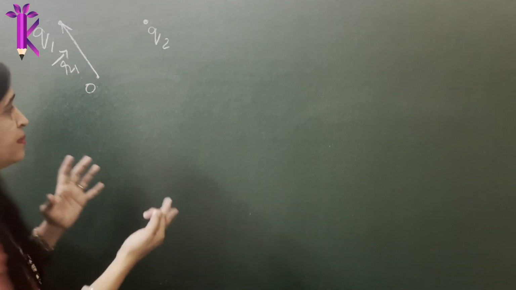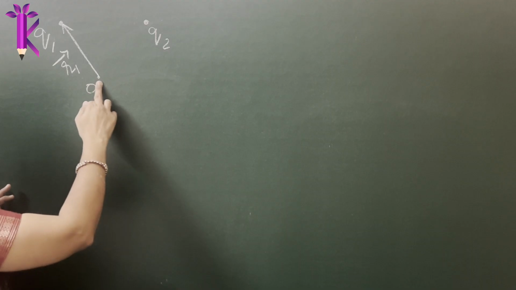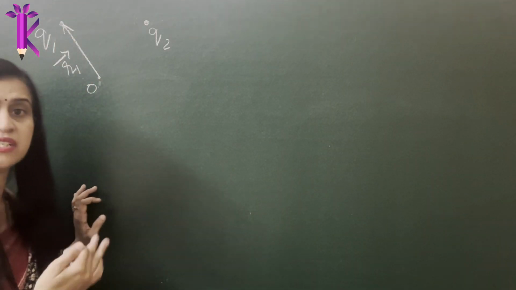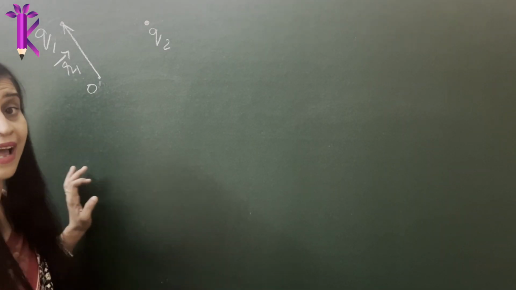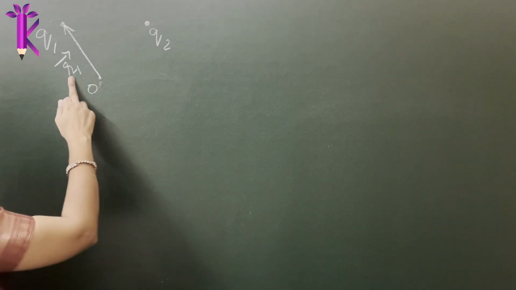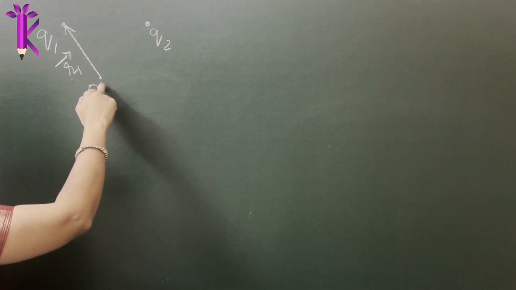I can't really measure it. I do not have a measurement. So what do we do in such cases? We choose an origin, and from that origin we draw a line pointing towards the charge, and we call such a vector the position vector. So that tells me that it is at a distance R1 in the direction of R1 from the point O.